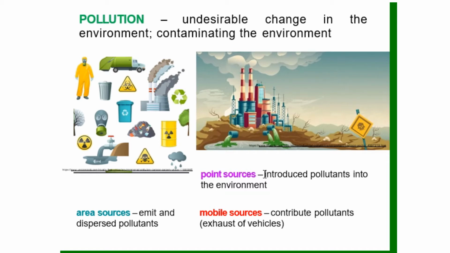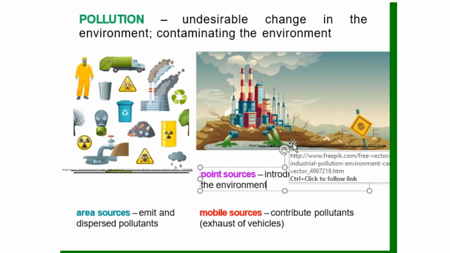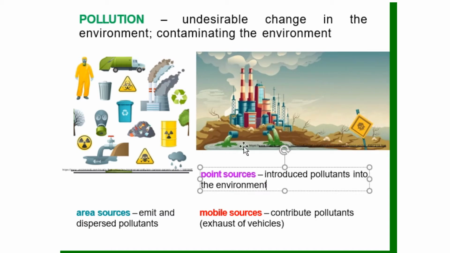Point sources, by definition, introduce pollutants to the environment. Here, point means it's easy because it's not widespread, so you can technically point out who the source of those pollutants is. In this example, we have a factory. Let's say in the nearby areas, the body of water is being polluted, so technically you can point to exactly where the source of those contaminants or pollutants is. In this example, we have land pollution, water pollution, and air pollution.